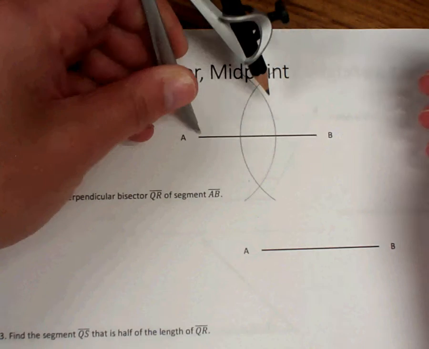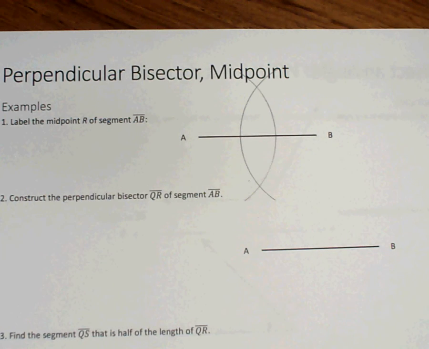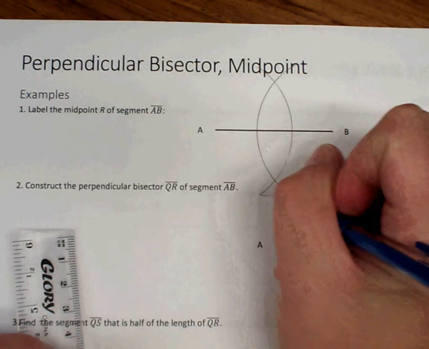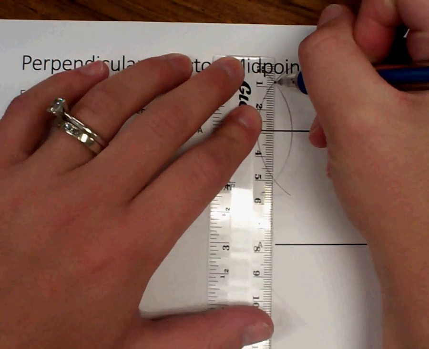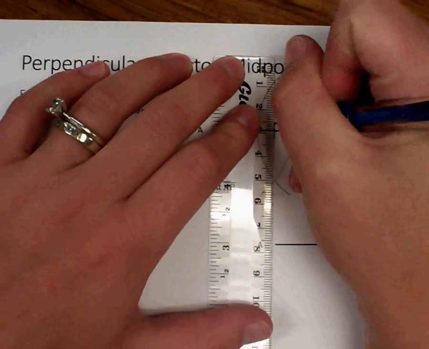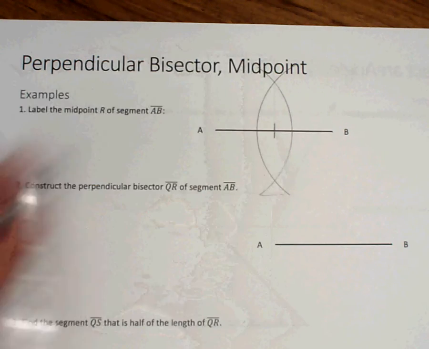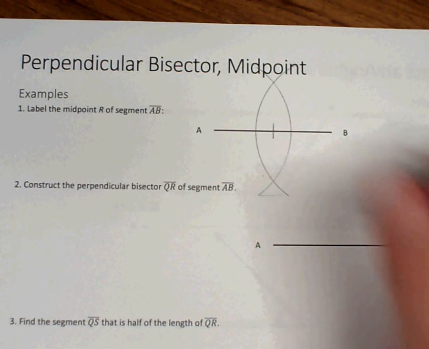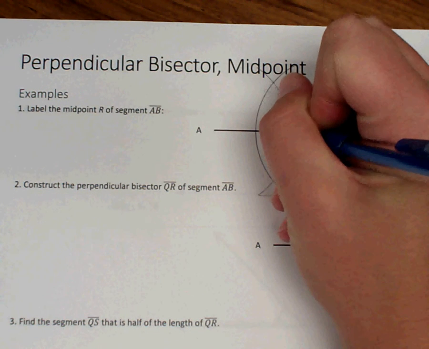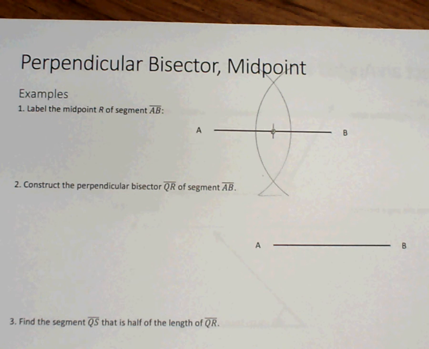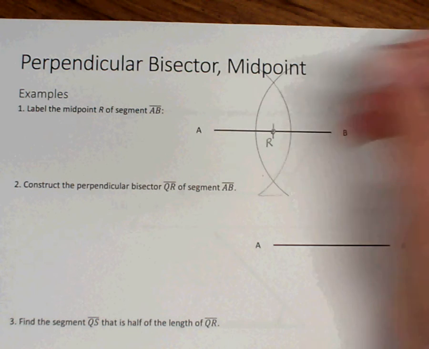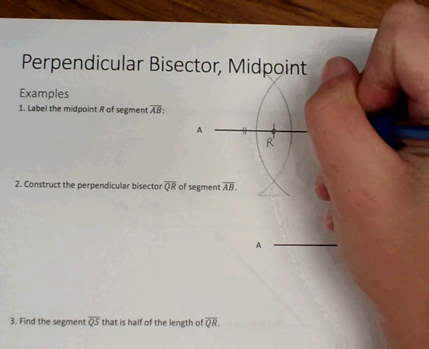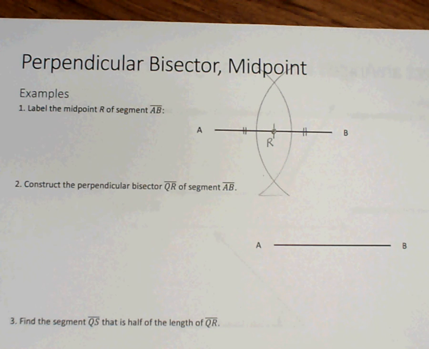Now with our straight edge, if you kind of see a fish here, you're going to connect the head and essentially the tail of the fish and just make a little mark right here that intersects the line segment. This point is the midpoint of segment AB. We wanted to call it point R, and then we need to signify that R is the midpoint with those congruent marks.